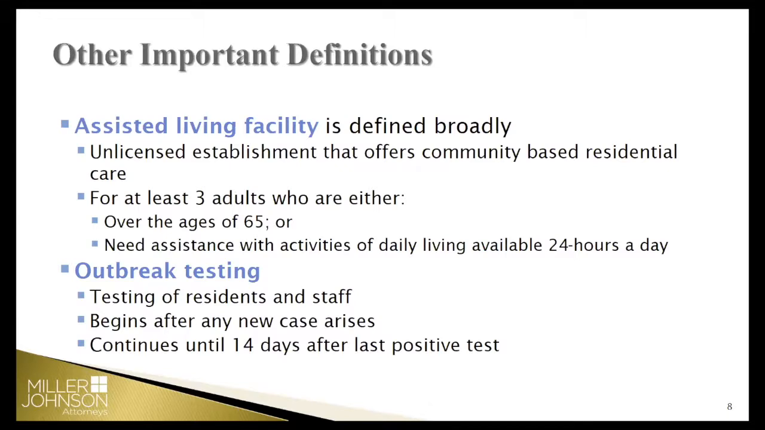Again, regarding assisted living facility, I do think it's important to know it's defined quite broadly. It's an unlicensed establishment that offers community-based residential care for at least 3 adults who are either over the age of 65 or need assistance with activities of daily living available 24 hours a day. Obviously, if someone's home taking care of their parents, that is not going to fall within this definition, but anything larger than that is likely to meet this definition.